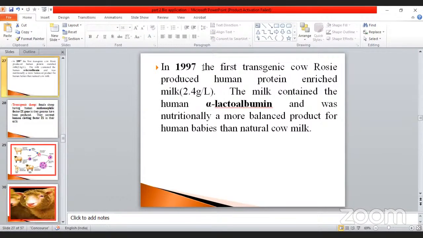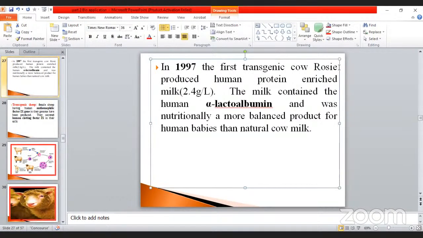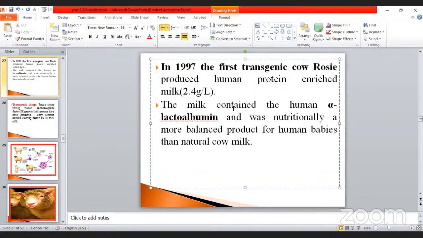See that, in 1997, the first transgenic cow, Rosie. Don't forget, my dears, this is also very, very important. Rosie produced human protein enriched milk, 2.4 grams per liter. The milk contained alpha-lactalbumin and was a nutritionally more balanced product for human babies than natural cow milk. So these are the very, very important points.